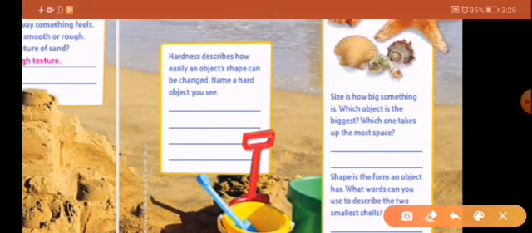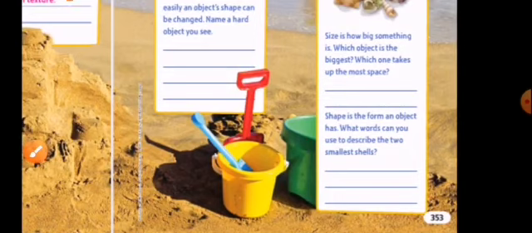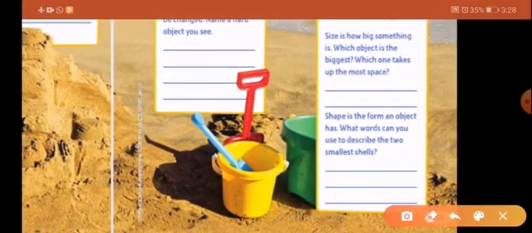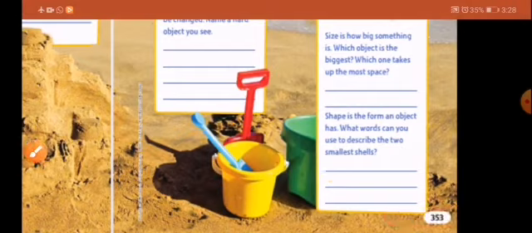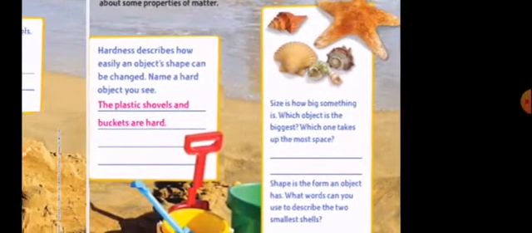Hardness describes how easily an object's shape can be changed. Name a hard object you see. If you look at this picture, where is the hard object you can see? Yes, very well. The shovels and also the baskets are hard objects. So, the shovels and the baskets are hard.